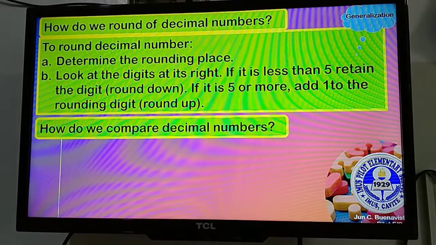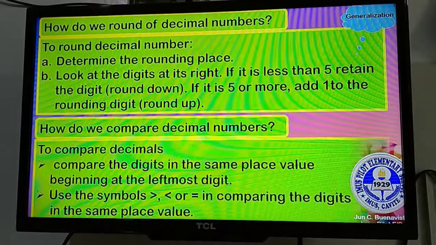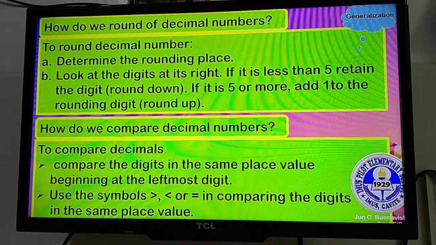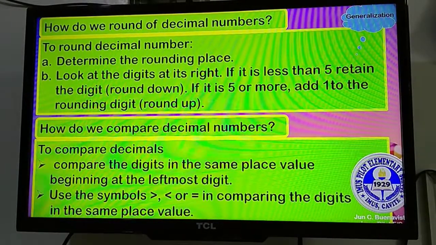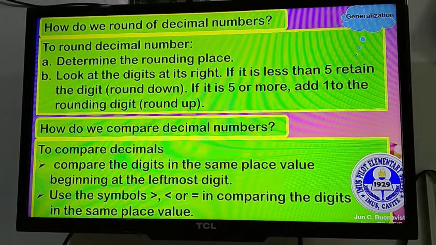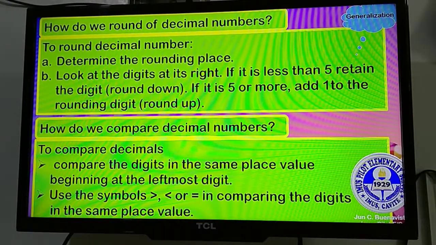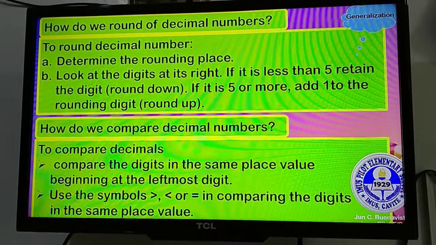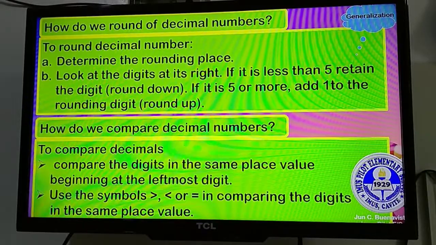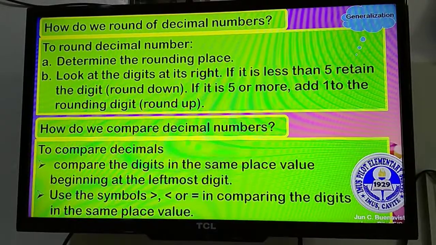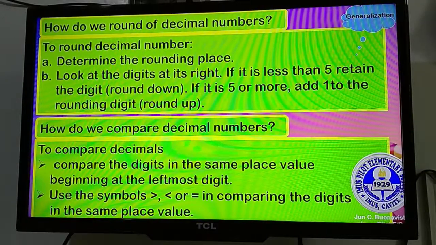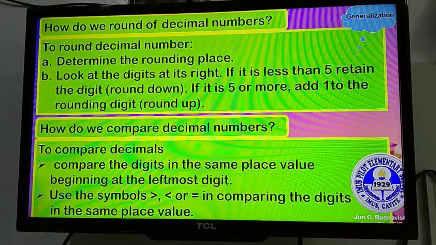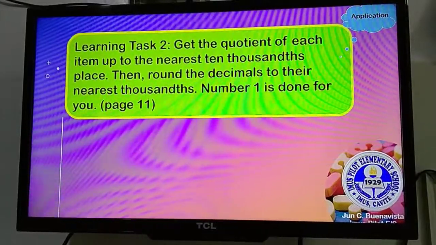Now, how do we compare decimal numbers? Okay, to compare decimal numbers, compare the digits in the same place value. Ang parehas ng same place value. Beginning at the leftmost digit. Ibig sabihin sa pinaka-left, kung may whole number, mag-start kayo sa whole number. Then, you are going to use symbols greater than, less than, or equal in comparing the digits in the same place value. Any question? If there is none, it is now time for you to answer the learning task 2.